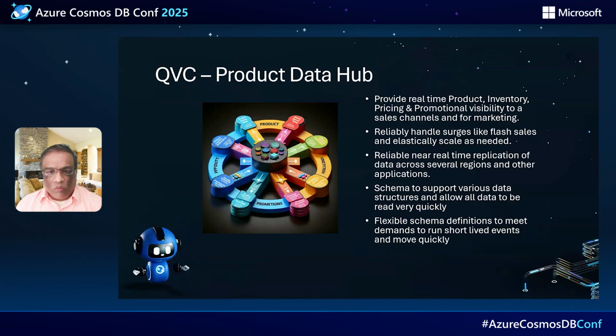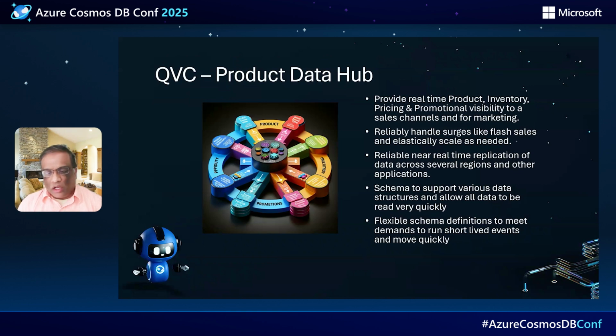So, just a brief about QVC. For those who don't know, we are a telemarketing company. We sell our products through the television channels. We have about 12 channels on QVC. We are also HSN. We sell our products to HSN as well. We are in a lot of different markets, including US, Germany, Japan, and other places.